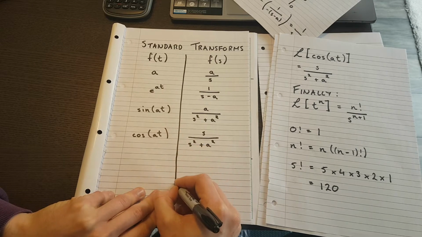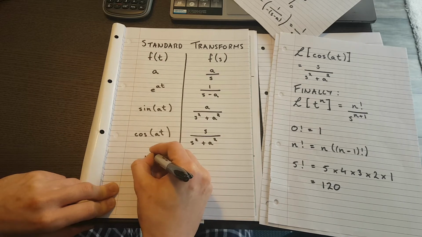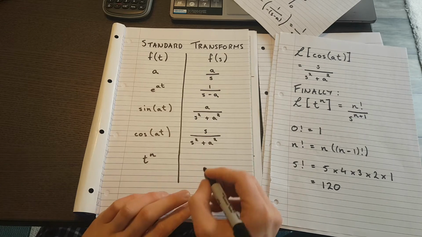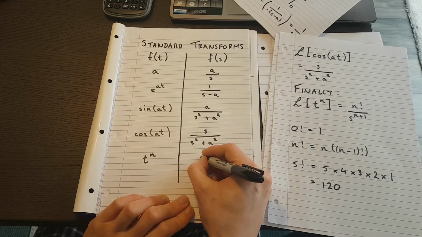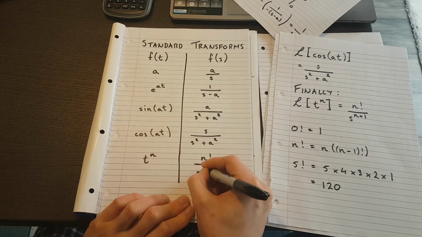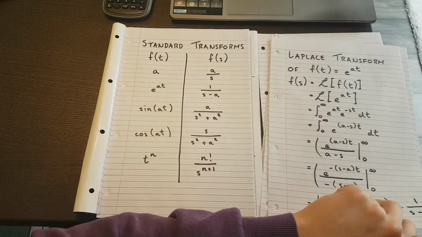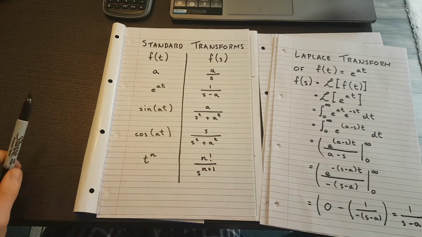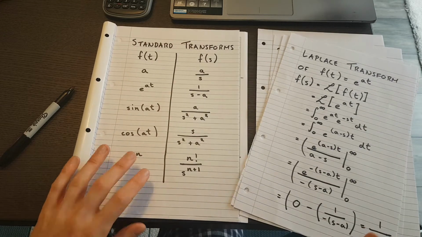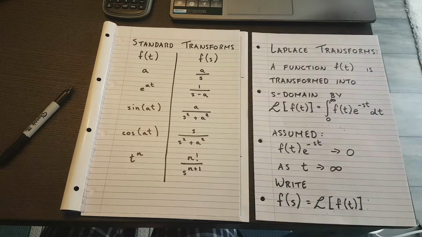And finally, if I have t to the n, the one that was a little bit tricky and we decided we wouldn't do the proof of, well, then that was the one with the factorial, n factorial over s to the n plus 1. And this standard list of transforms is like a table that I can make use of as a standard reference, and we'll talk about how to make use of this in just a moment. I'm just going to pause here for a second.